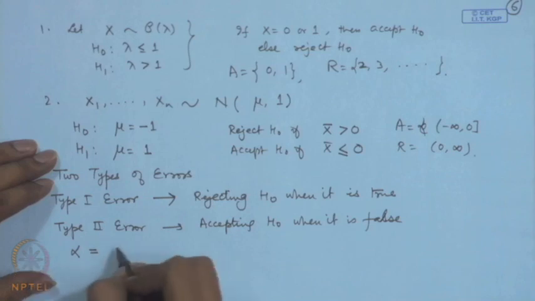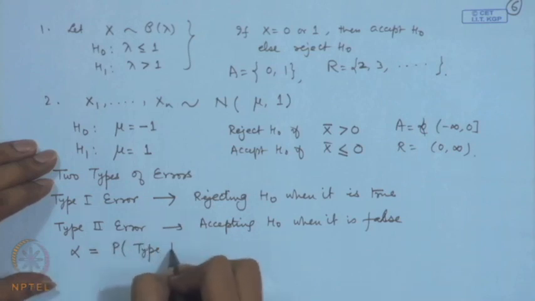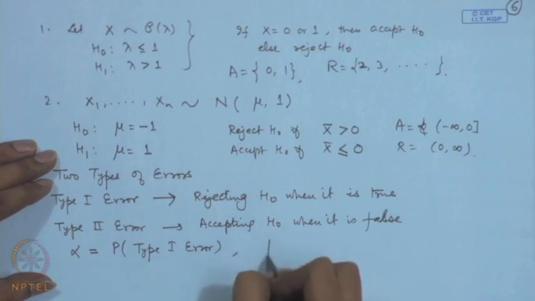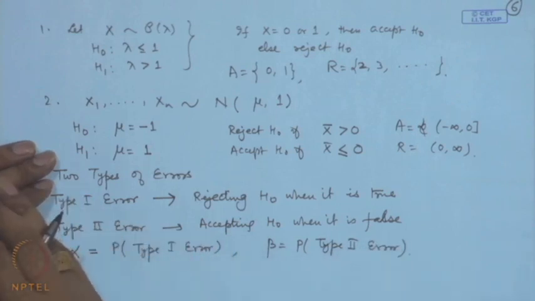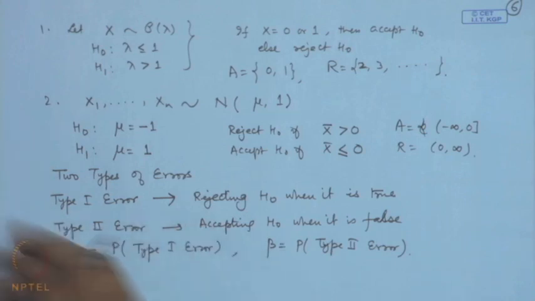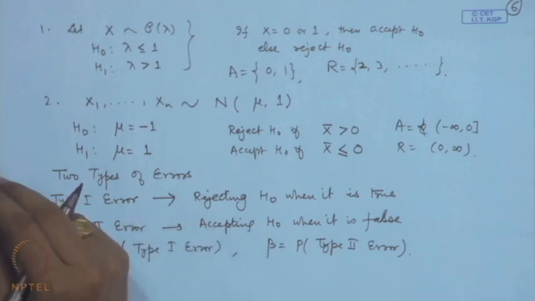We use the notation alpha as the probability of type 1 error and beta as the probability of type 2 error. Now, the consequences of these two types of errors can be quite different. For example, consider a problem of guessing about, say, the effect of a natural disaster on a certain construction.